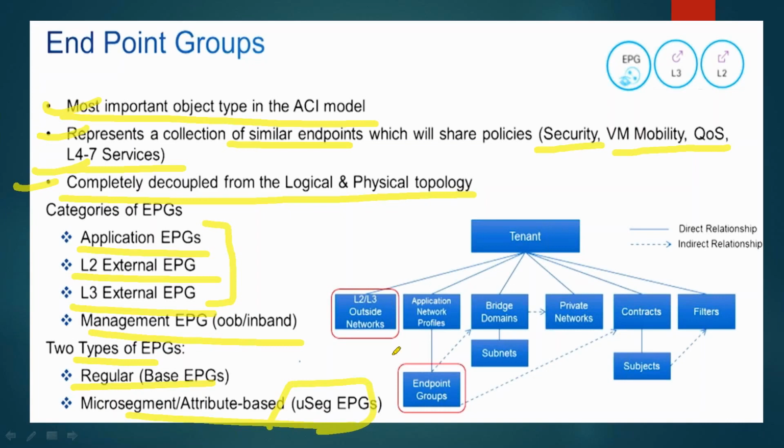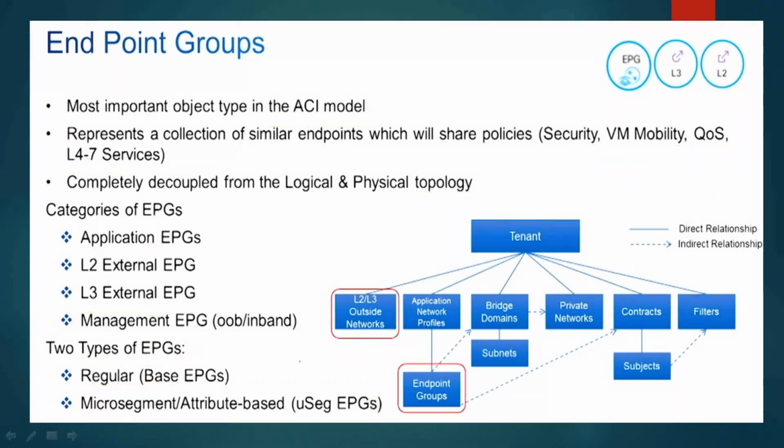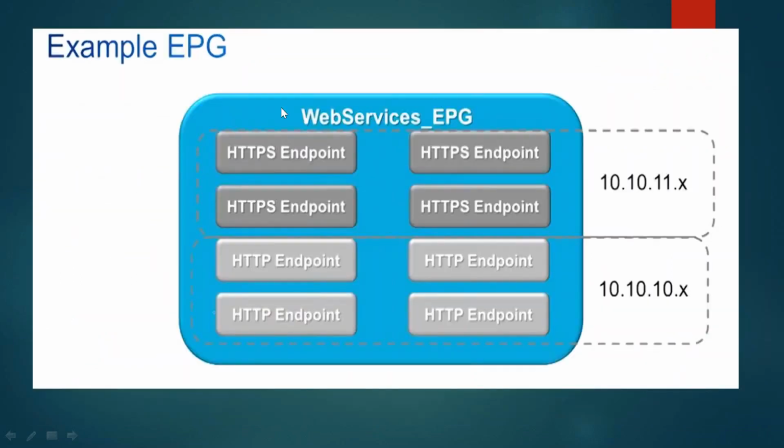Attribute based means, suppose HR. I have endpoint groups that have a common name called HR. So I have 25 endpoint groups like that. You have some common term or common name between them, so you can have the attribute based endpoint group as well.